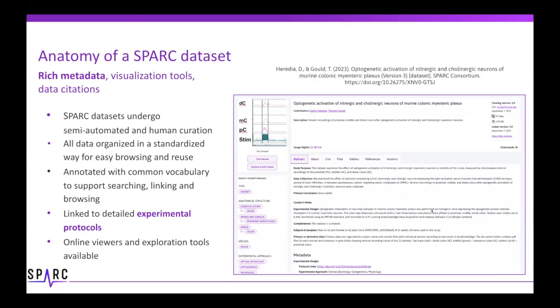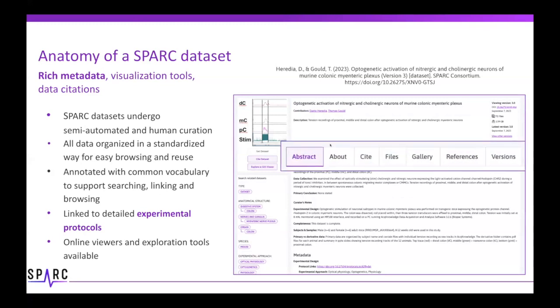And as you saw, they're annotated with a common vocabulary to make it easy for you to use these facets in order to be able to find them. For each data set, you see this top tabbed interface. This tells you different details about the data set. So the abstract here gives you an overall description.